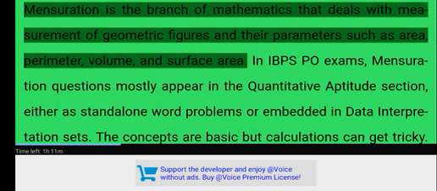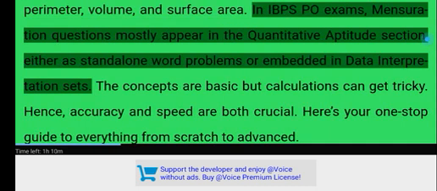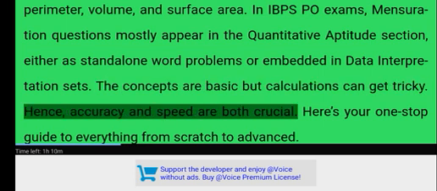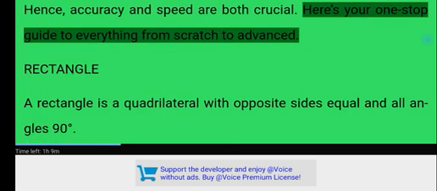Mensuration is the branch of mathematics that deals with measurement of geometric figures and their parameters such as area, perimeter, volume, and surface area. In IBPS PO exams, mensuration questions mostly appear in the quantitative aptitude section, either as standalone word problems or embedded in data interpretation sets. The concepts are basic but calculations can get tricky. Hence, accuracy and speed are both crucial. Here's your one-stop guide to everything from scratch to advanced.